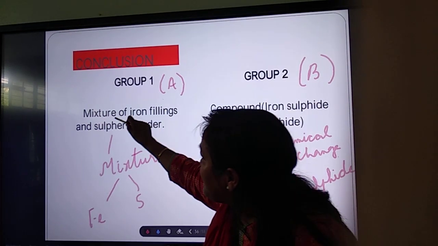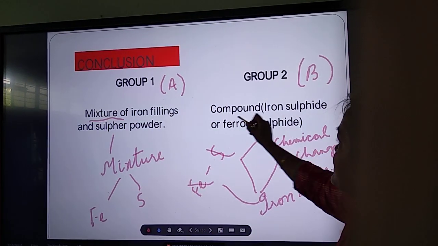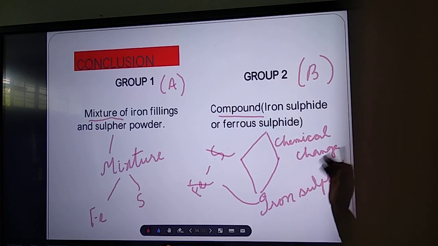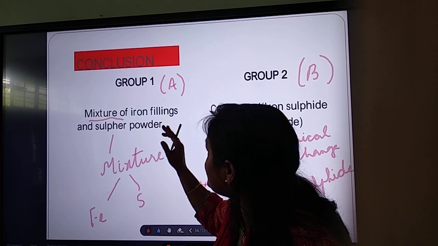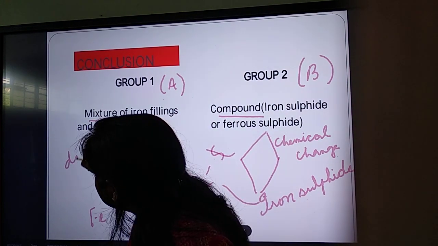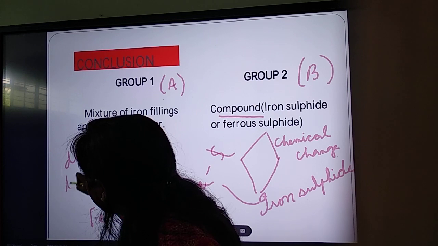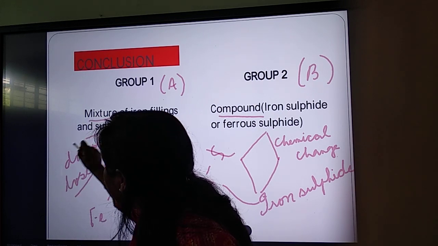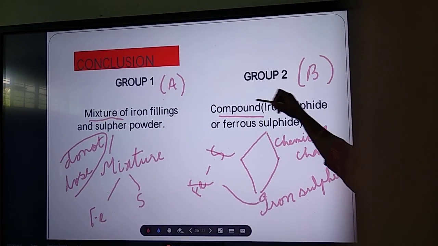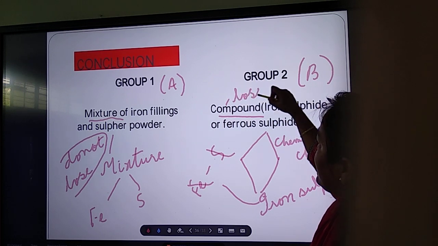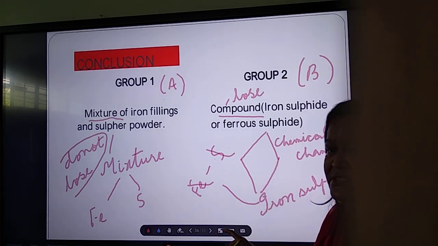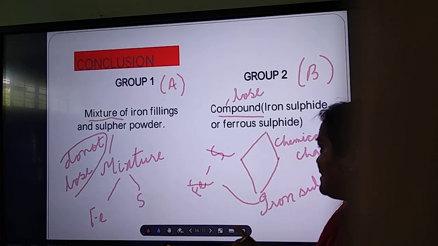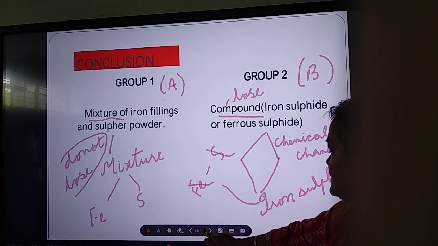So what is the conclusion? Group 1 got a mixture, group 2 got a compound. What can we conclude? In a mixture, the constituents do not lose their property. This one you have to remember. In case of a compound, the constituents lose their property. So please refer to your textbook and try to understand the thing. If you have any doubt, just come and say, you can contact me.